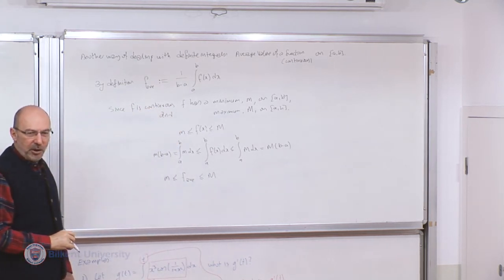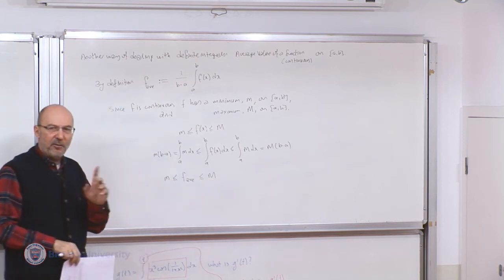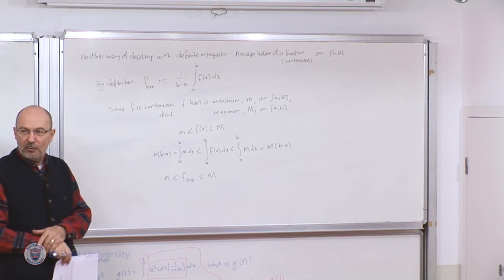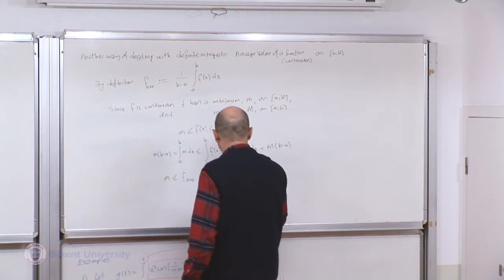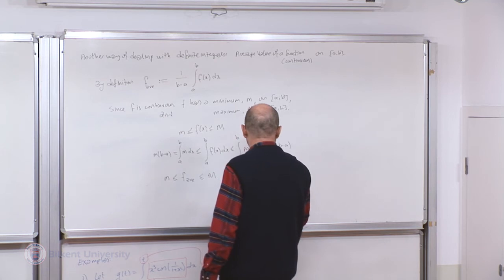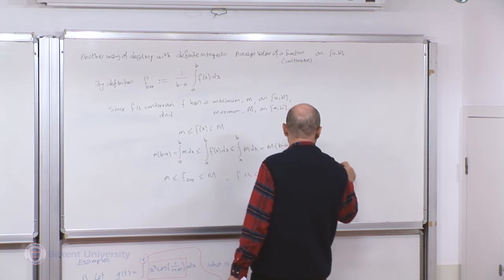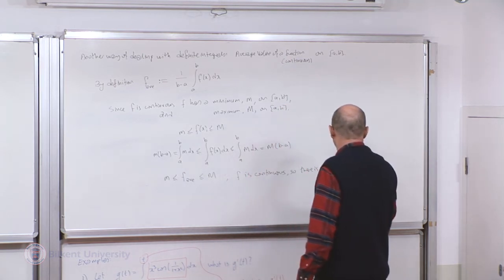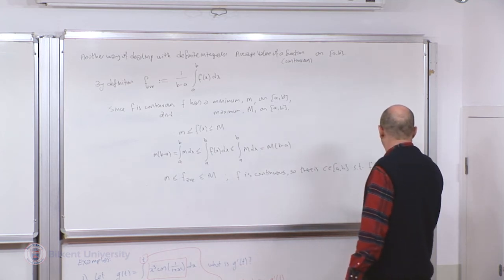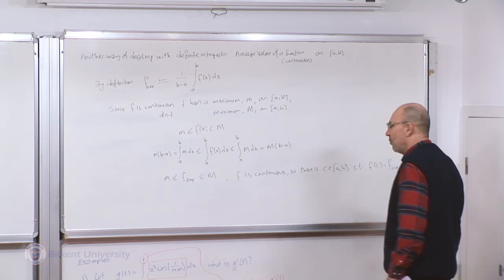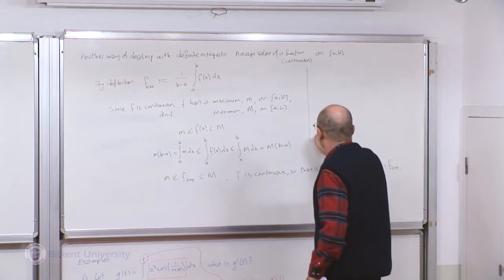Now f is continuous again. So if f takes this number and f takes this number, somewhere in between f takes every value, in particular this value. So somewhere in between f takes this value. F is continuous. So there is c in [a, b] such that f of c is equal to f average. So sometimes we write this as follows.